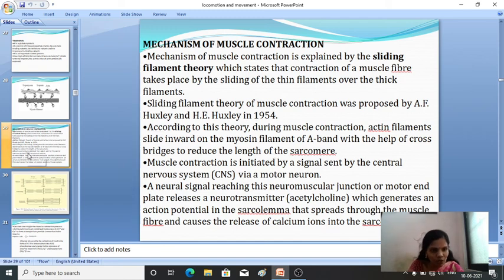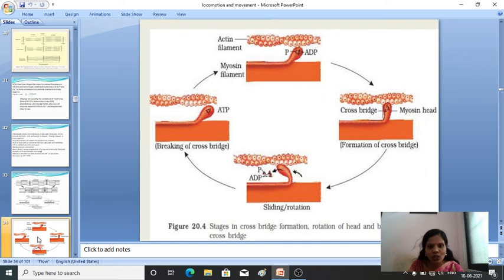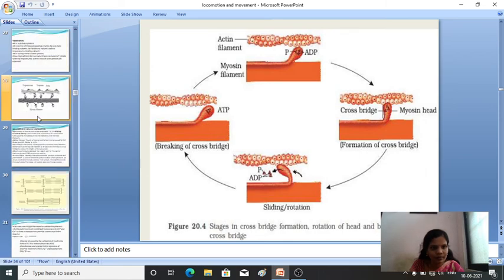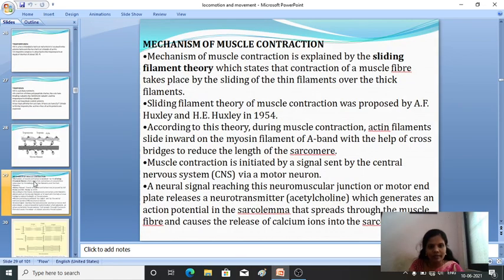With the help of the cross bridges, this reduces the length of the sarcomere. Here you can see in this representation how the actin filaments bind to the myosin filaments. During muscle contraction, the actin filaments slide inward on the myosin filaments of the A band, with the help of cross bridges, to reduce the length of the sarcomere.